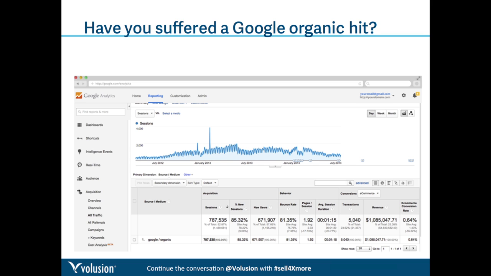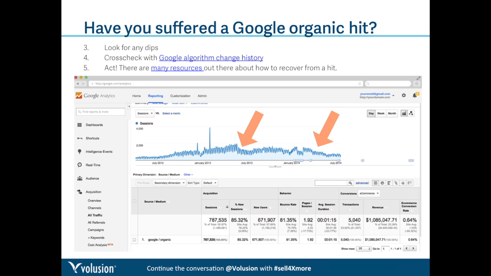Do you see any noticeable dips? For this client, we can see a pretty big hit around the end of May 2013 along with March 2014. If you see hits in your own graph, you can go ahead and see if they match up with the dates of Google's algorithm changes. If they do match up, it's likely you are affected by a hit, and what you'll want to do is act. There's a lot of resources out there about how to recover from a hit to regain your traffic.